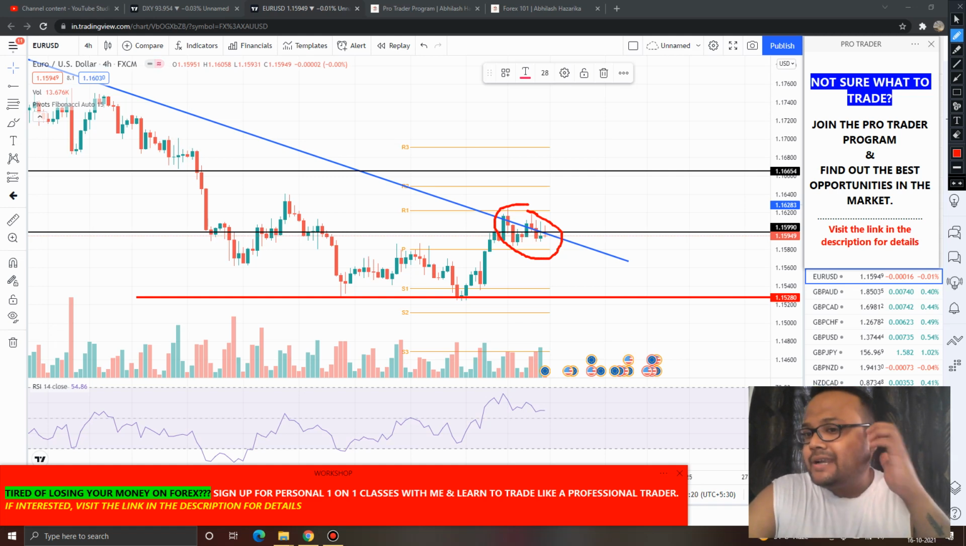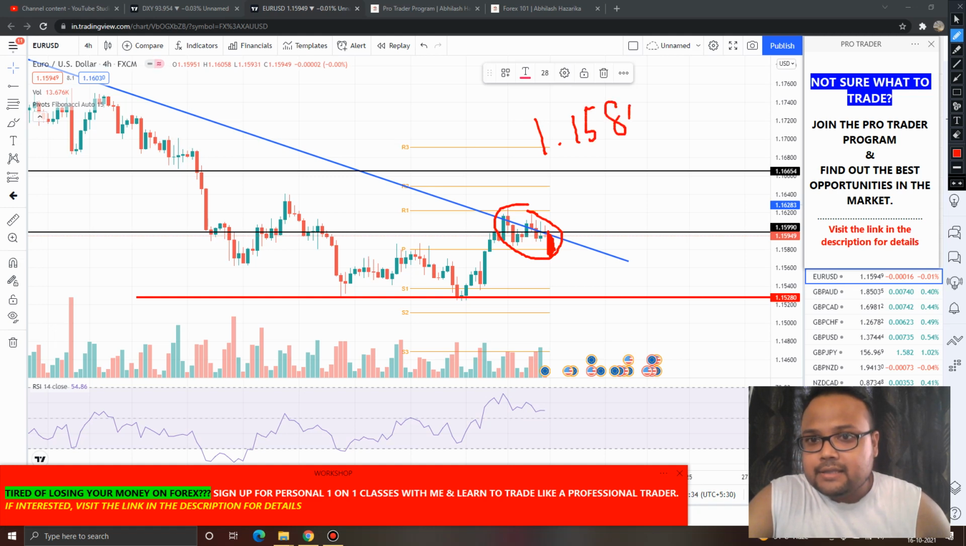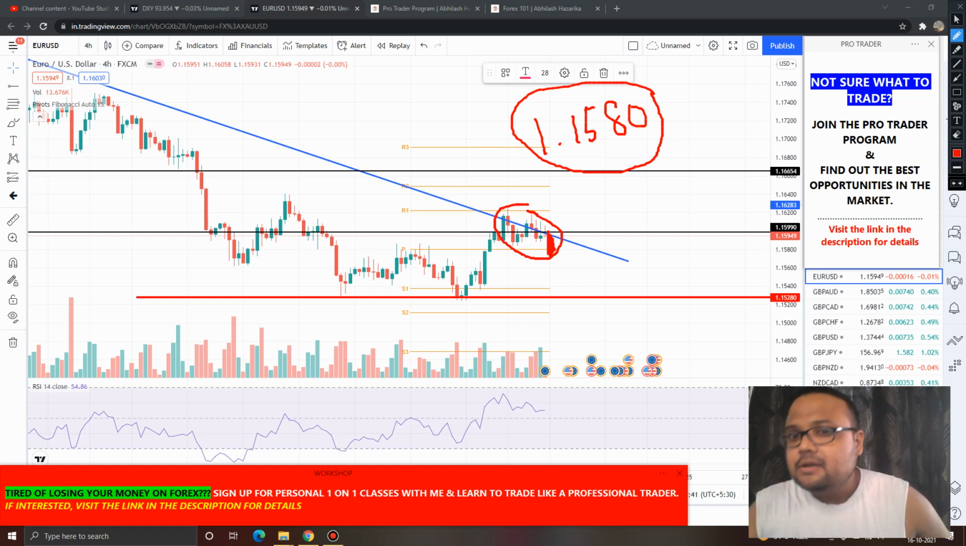So what should be a strategy on Monday then? On Monday, if you see a red candle, yes, listen to me carefully. If you see a big red candle here, breaking the level of 1.1580, yes, if you find a big red candle breaking or crossing the level of 1.1580, then you can go for a sell order.